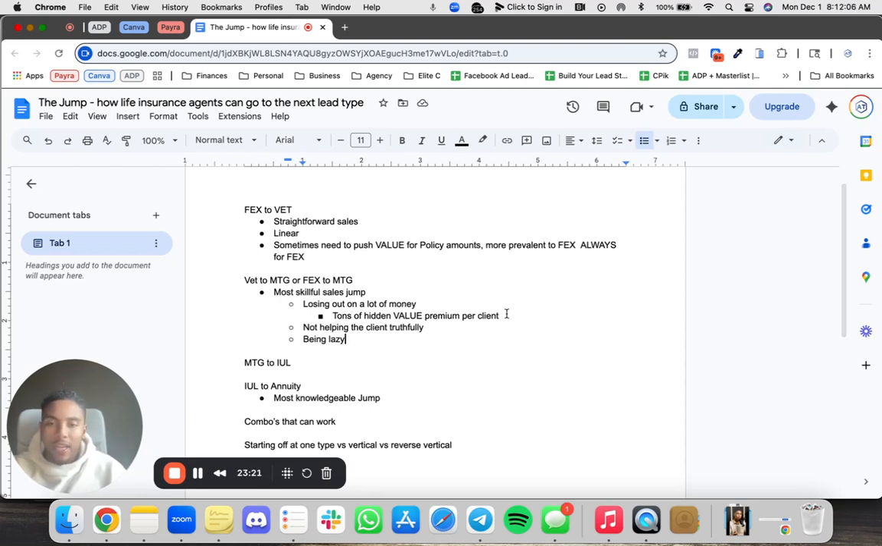You're not taking the next extra steps. You're not actually helping the client, truthfully. If you sat down and cared about the client, you would do what was necessary. But because you don't actually care and you're being lazy, you won't make the jump. Now, the reason why people won't do this is because people don't really want to do the work. It's just like anything in life. But if you can get to this lead type, it will change the game for you forever.